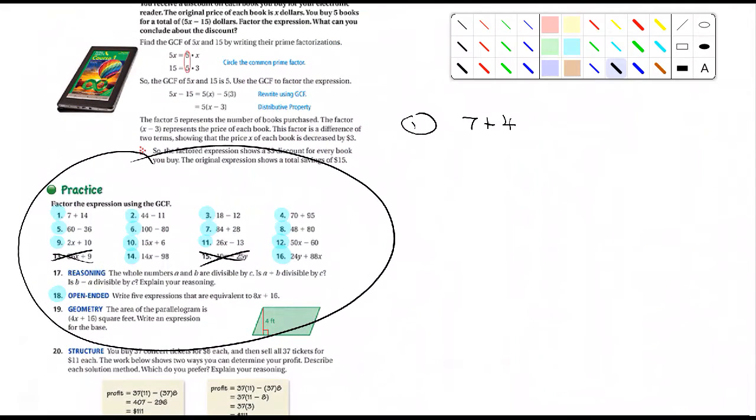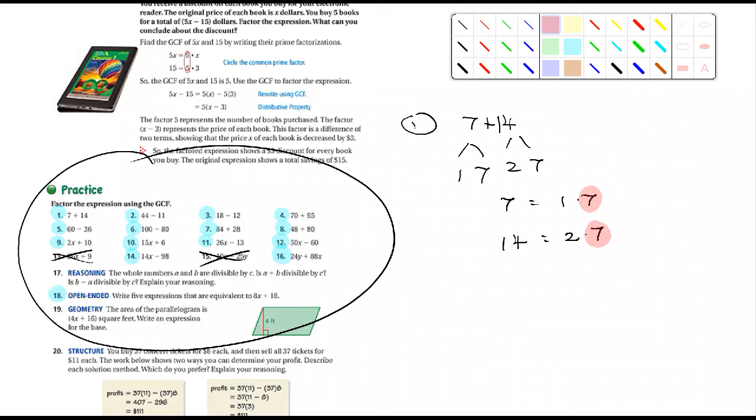Since I'm giving you the answer, you probably want to pay attention. So it's 7 plus 14. What are the factors of 7? 1 and 7. What are the factors of 14? 2 and 7. So I could look at it this way. Let me put down 7 and I'll put down 14. 7 is 1 and 7, and 14 is 2 and 7. What's the greatest common factor between them? It's 7.